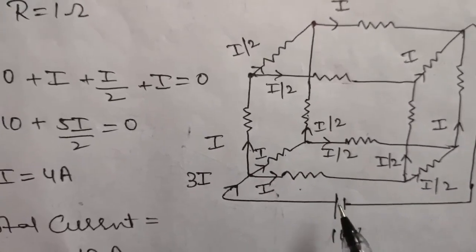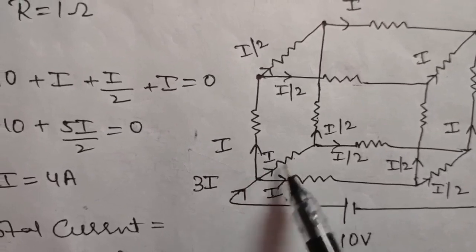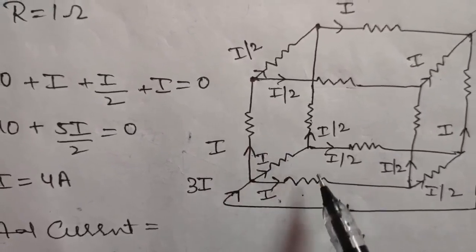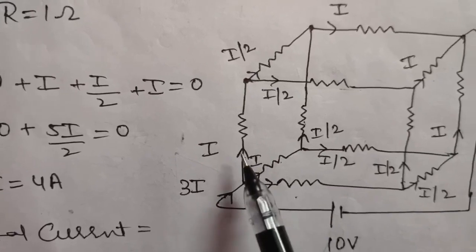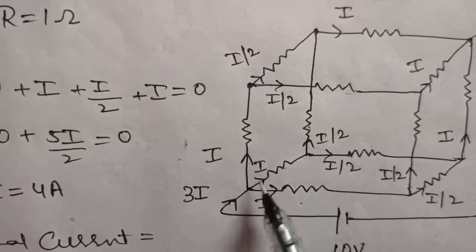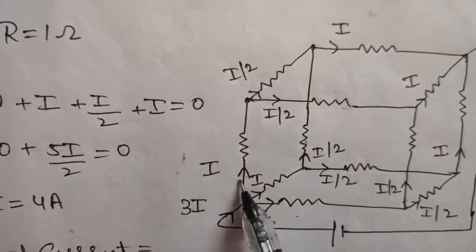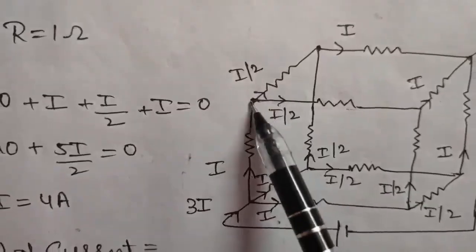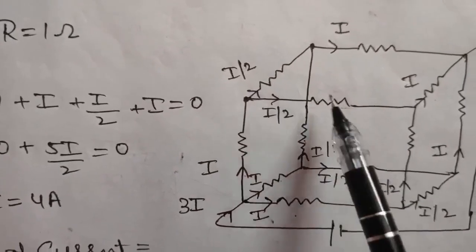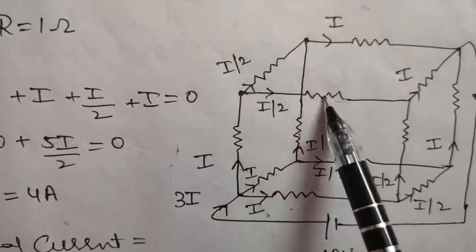See, 3I is going from here, so it is dividing here into three parts, and all the resistances are 1 ohm. That means the current will get equally divided. So I will go here, I will go here, and I will go from here. Now look at this I. When it reaches this point, again it will get divided into two parts because the resistances are 1 ohm only. So it will be I by 2 and I by 2.